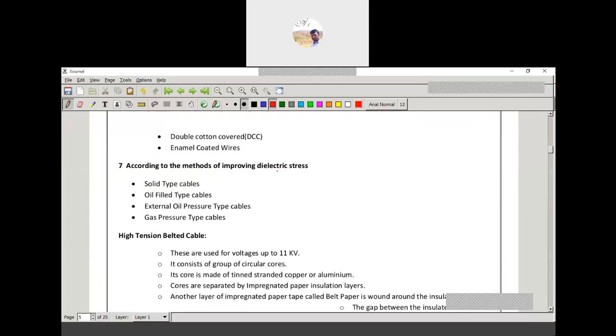You can see here the conductor, the inner insulation, and the tough rubber insulation. This is for the single strand. We also have the multi-strand cable, which has the same insulation.